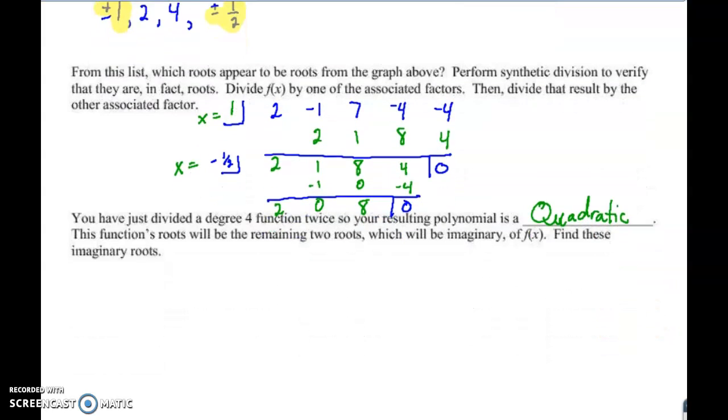And you can use the quadratic formula, although in this problem I would probably just, because the b term is 0, you can just add 8 over and divide by 2. So x squared will equal 4. I must have made a mistake.